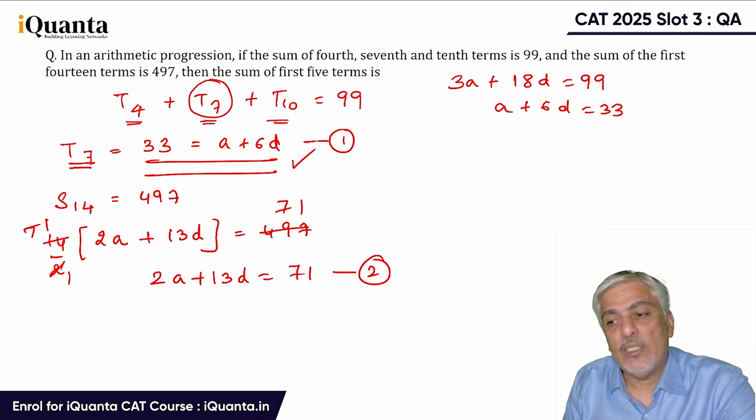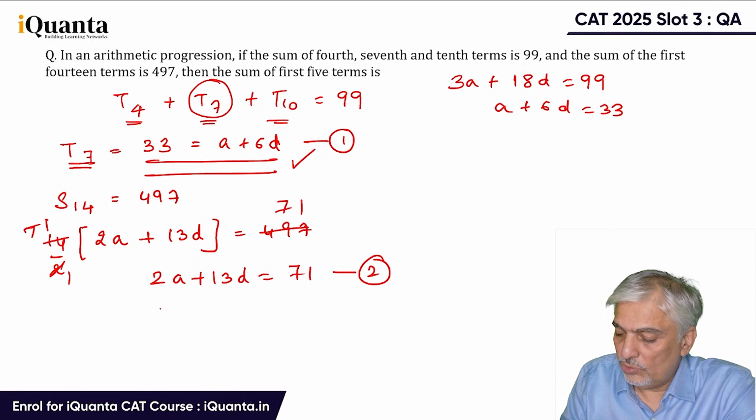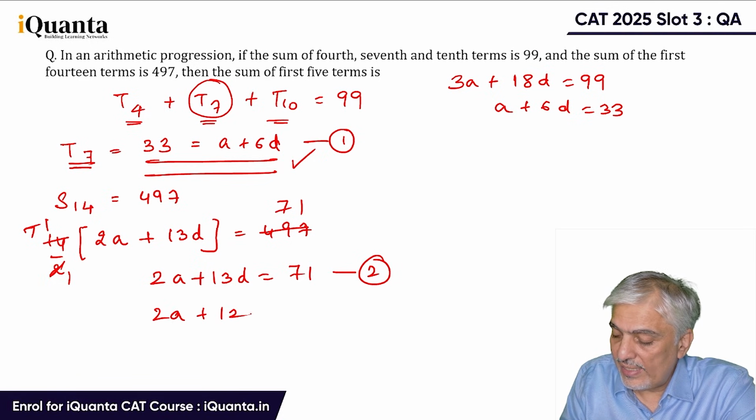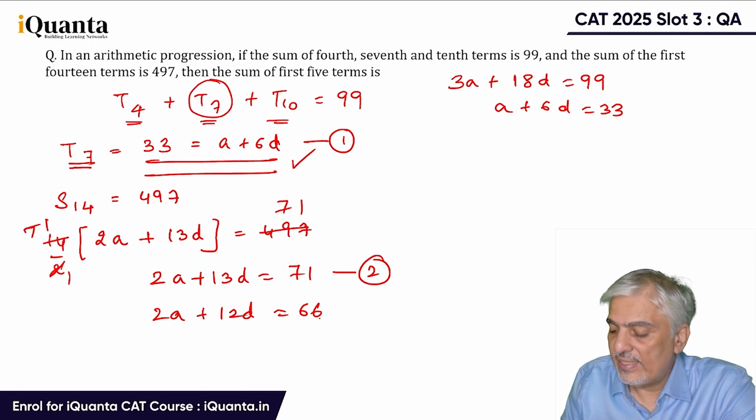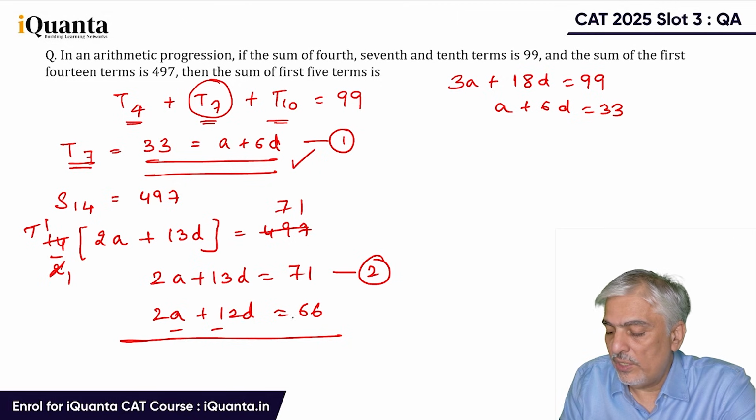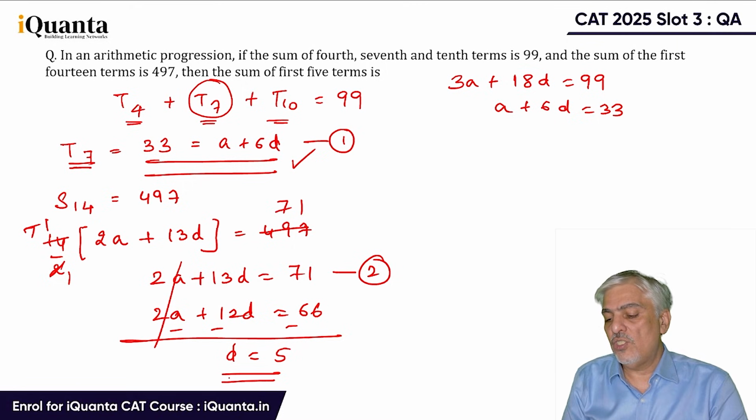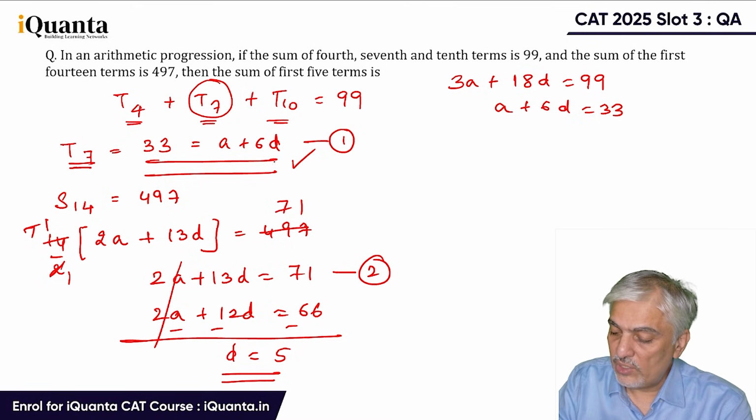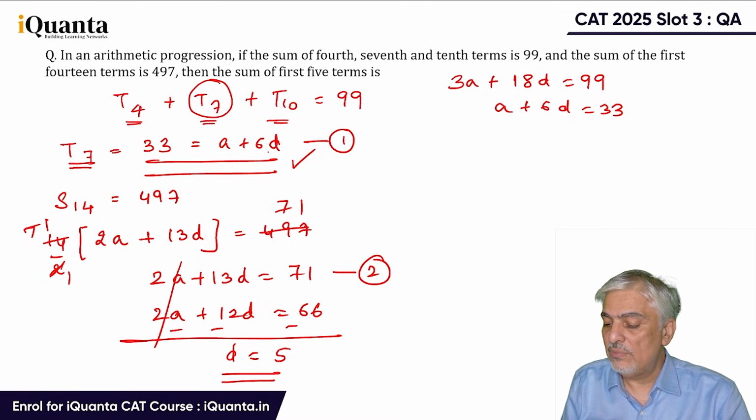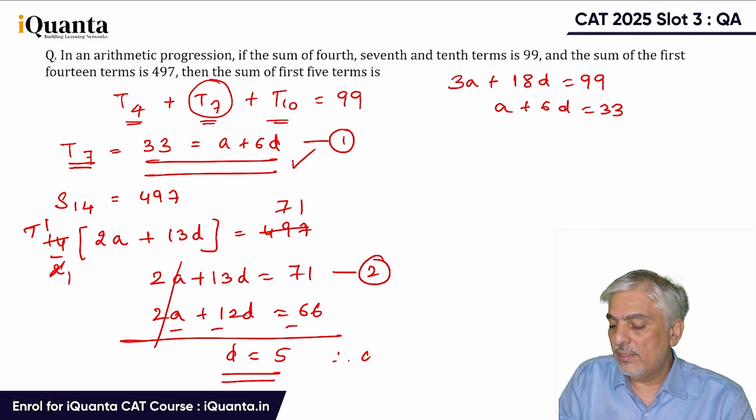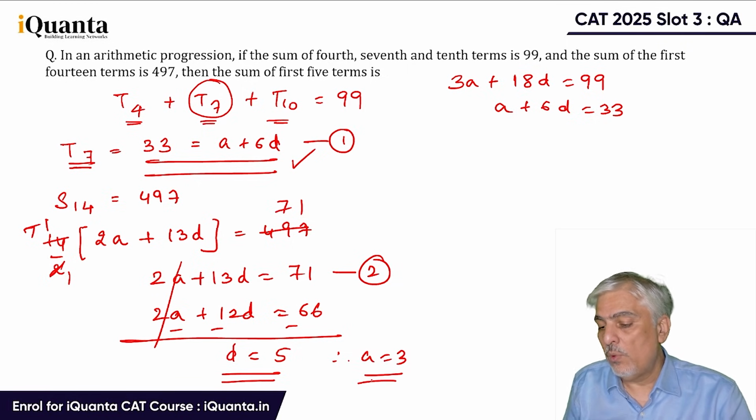Multiply this equation by 2 to get rid of a. So I'll get 2a plus 12d is 66. Subtract the two equations. So I'll get d is equal to 5. Put d in any one of the equations, you will get a. So if I put it in this equation, 6d is 30, a becomes 3. So a is 3. We want the sum of the first 5 terms.